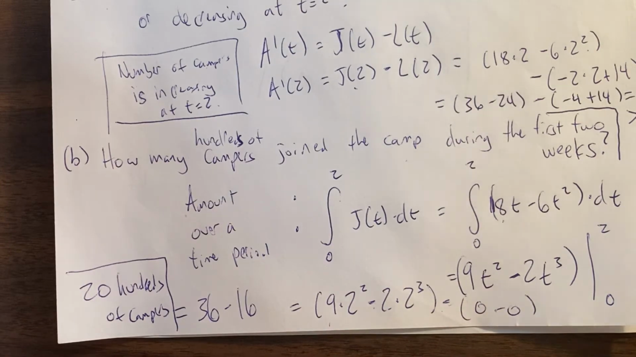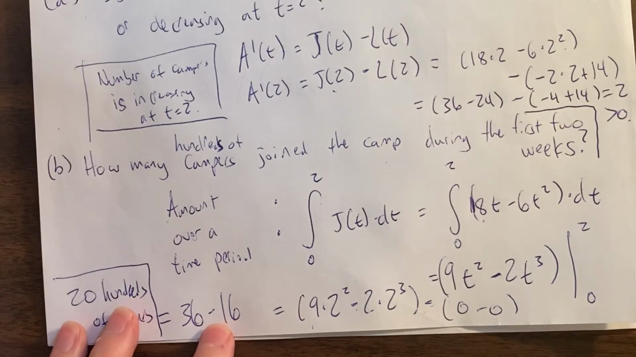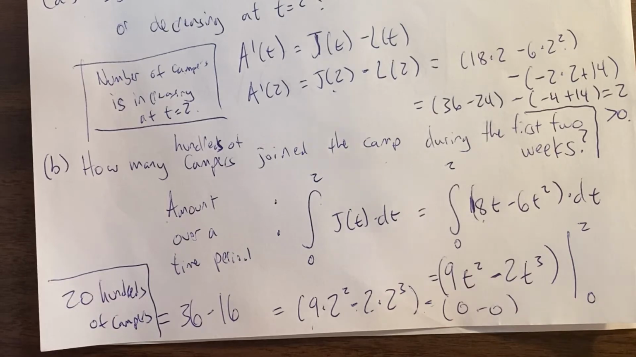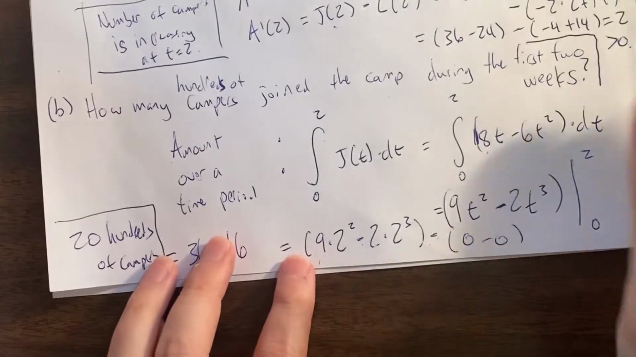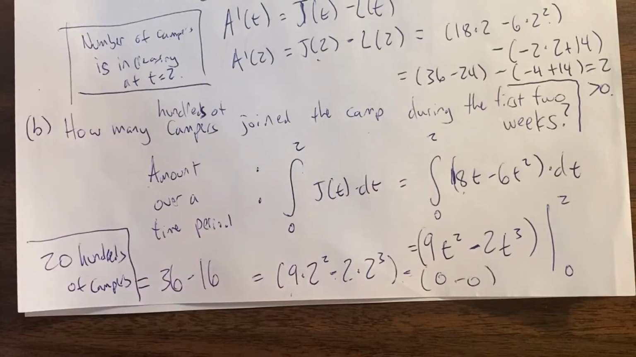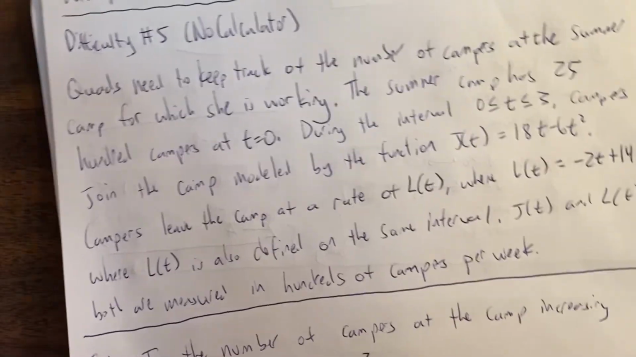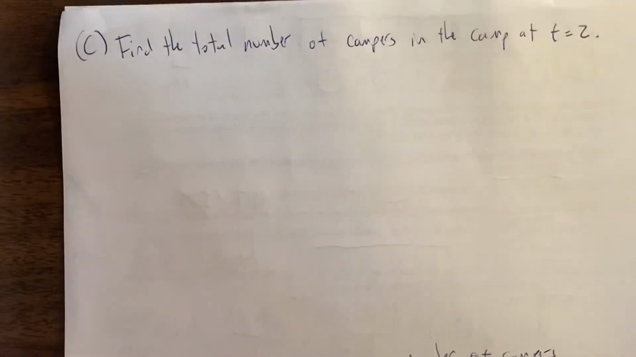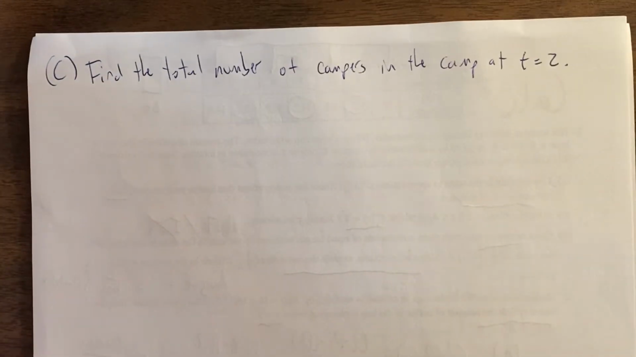But again, this is the amount formula over a time period. Always either the integral of just rate in or the integral of rate out. Do not add the 25 in the front because 25 doesn't affect the net change of the rate in from time 0 to 2. So this is very typical stuff, except that we don't have a calculator, of course. So now we're trying to find the total number of campers in the tank at t equals 2.